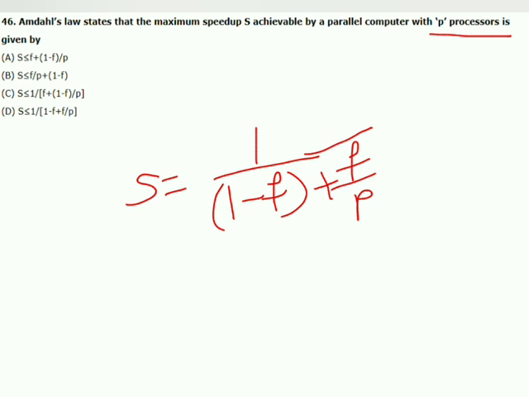Here S stands for the speedup of the system, and F stands for the portion of the program that can be parallelized, and 1 minus F denotes the proportion of the program that is serial, which cannot be parallelized. And here P means the number of processors or units of parallelism. So option D is the correct one: S less than or equal to 1 by (1 minus F plus F by P).